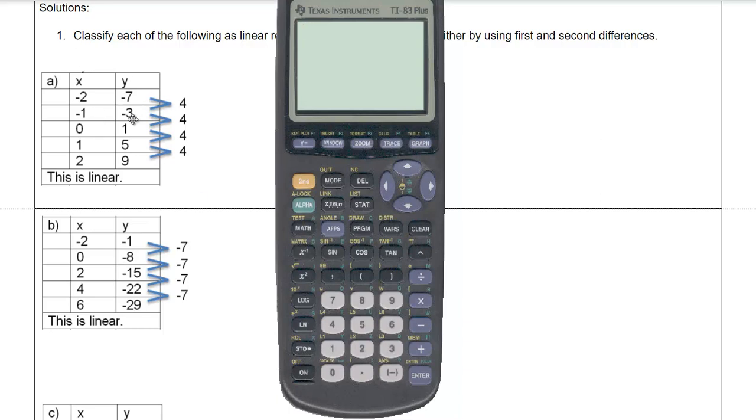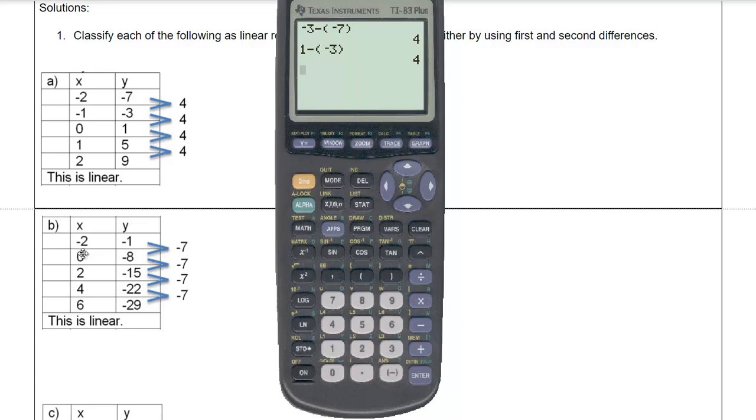So the change from -7 to -3, you would enter the -3 and subtract the -7 from it. That's the same as -3 plus 7, so that turns out to be 4. So that's the first difference. Then we go 1, subtract the -3, and of course that's also 4. 5 minus 1 is also 4, 9 minus 5 is also 4. The first differences are all the same. It doesn't really matter that they're 4. The fact that they're all the same means it's linear. The 4 actually has another meaning, but we're not asked what that is here.